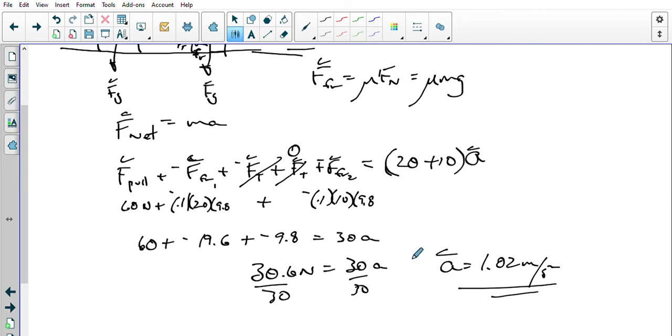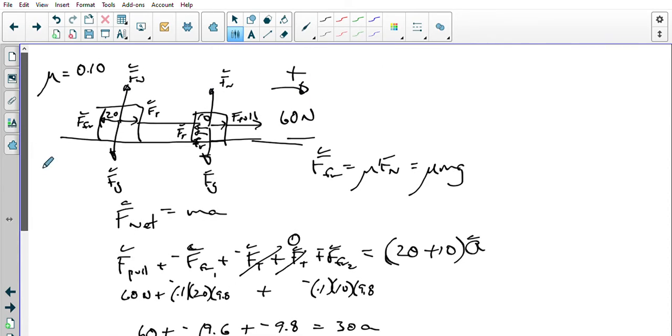Okay, so there we go. We know our acceleration. Notice the acceleration is less than in the first example, and that's because we now have friction. Friction slows everything down. But again, we want to calculate the tension. So again, we're going to have to come back up here and choose which one we want to take a look at.